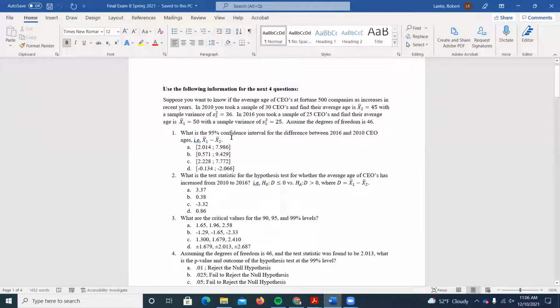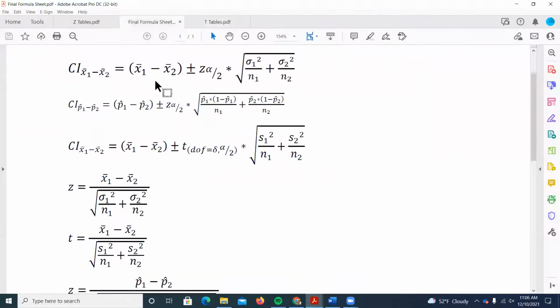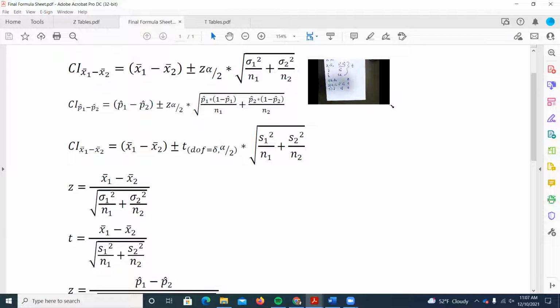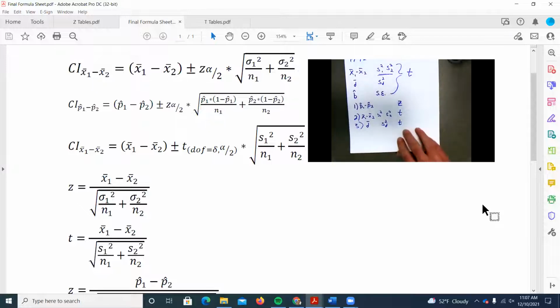So I want to do a 95% confidence interval. I've got my 3 confidence intervals. I'm going to use the one where I'm looking at the difference in sample means and I only have sample variances. So what we're going to be thinking about here is just plugging our values in, right? So let's see if I can remember these correctly.